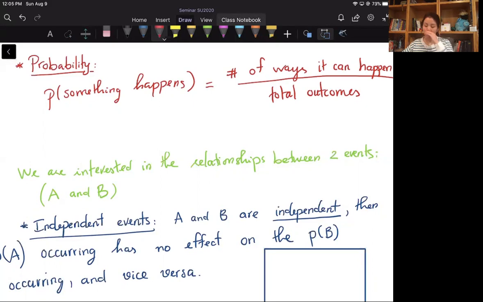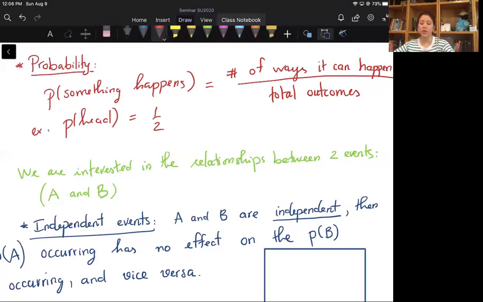So for example, if I toss a coin, what is the chance of me getting a head when I toss a fair coin? Well, what is the total outcome? Either I can have a tail or a head, so there are two total outcomes. And how many sides of the coin have a head? One. So the probability of getting a head when tossing a coin will be 1/2.